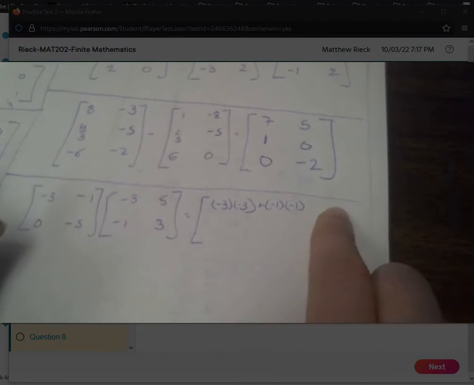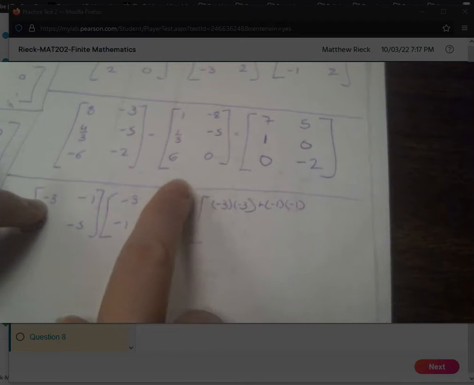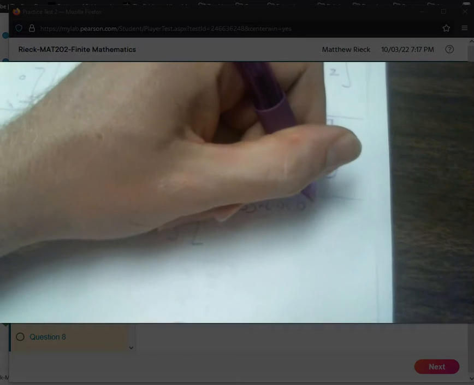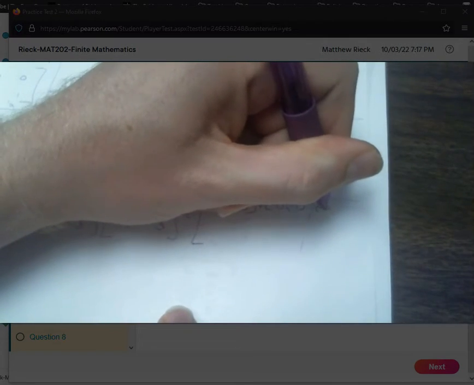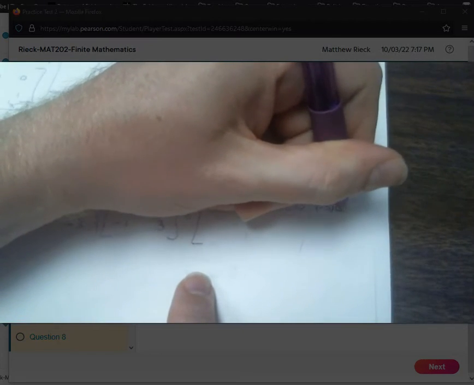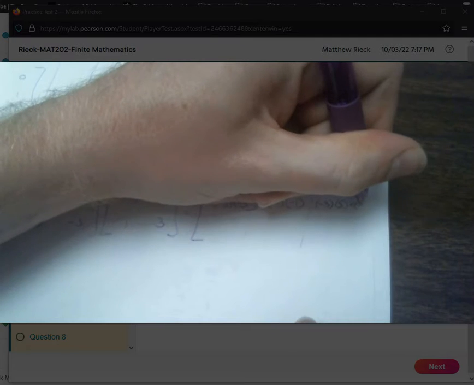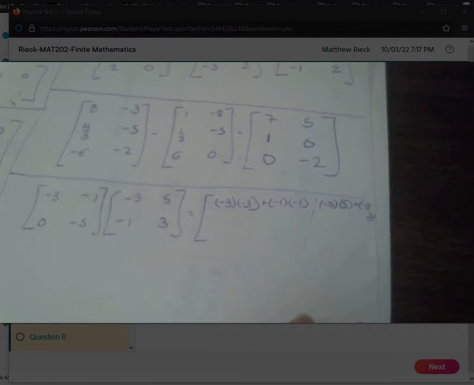All right, so then for the next column, this is the first row, second column, so I'm going to use the first row of my first matrix again, and the second column of my second matrix. So we have negative 3 times 5 plus negative 1 times 3.